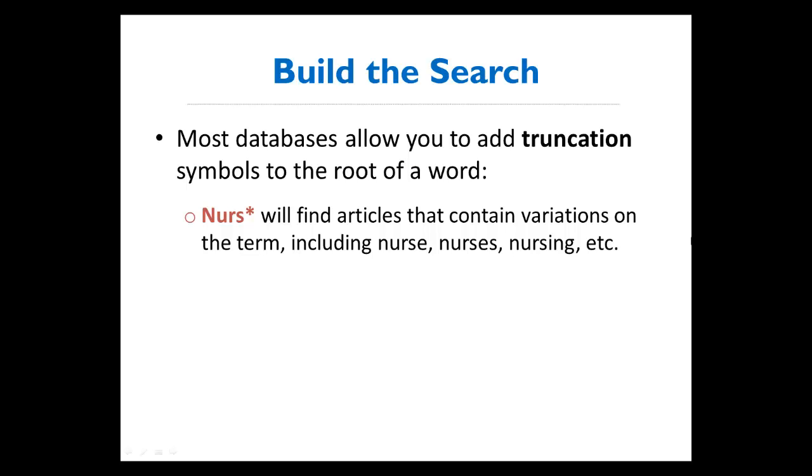Another helpful search trick is truncation. Most databases will allow you to add truncation to the root of a word. You'll also see this called a wildcard symbol occasionally. So for example, if we use the root word nurse, N-U-R-S, and add an asterisk to the end of that root, you'll find articles that contain variations on this term. So this will retrieve articles that include the word nurse, nurses, nursing, and so on.